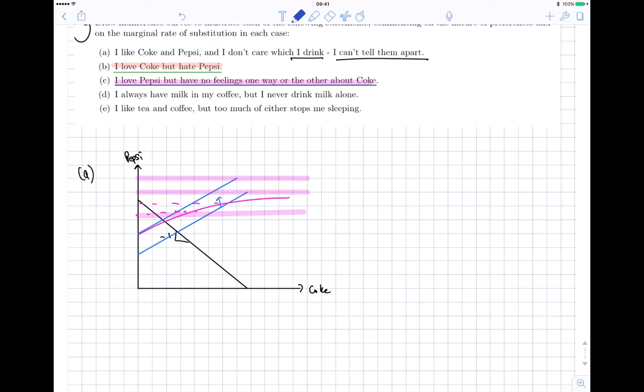Angus, how would you do D? It would be like the perfectly complementary goods. Yeah. So it's like a right angle. Yes. Exactly. It would be a right angle.